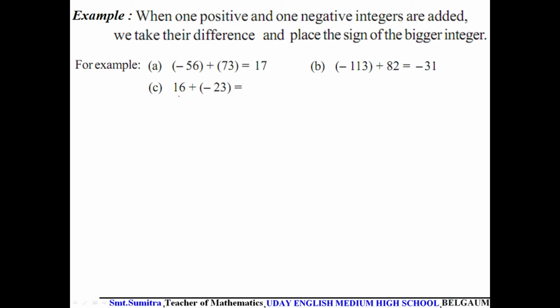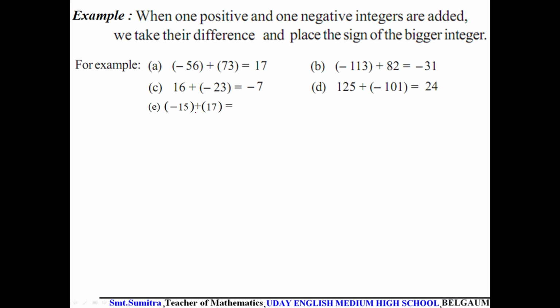Similarly, try to answer 16 plus of minus 23 equal to what? The bigger number is 23, its sign is minus, the difference is minus 7. 23 is the bigger number, its sign is given, minus. Similarly, 125 plus of minus 101 is equal to? 125 is bigger, minus 101 is plus 24. The bigger number's sign is given here.